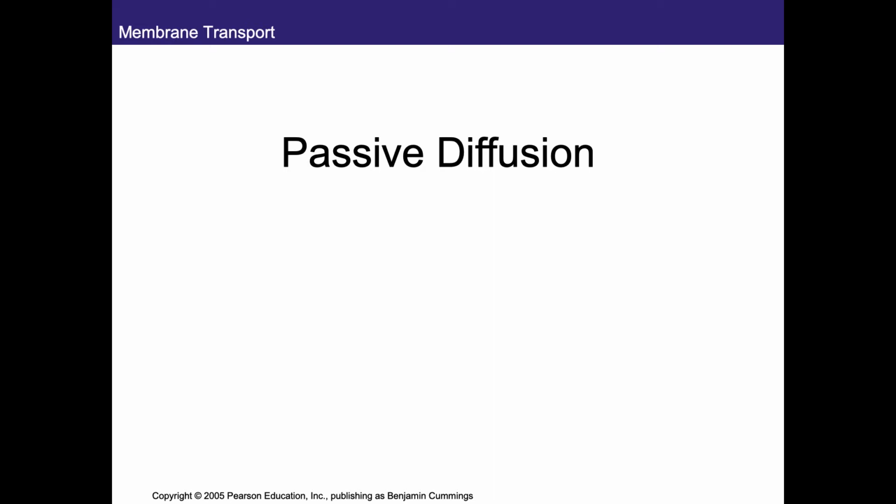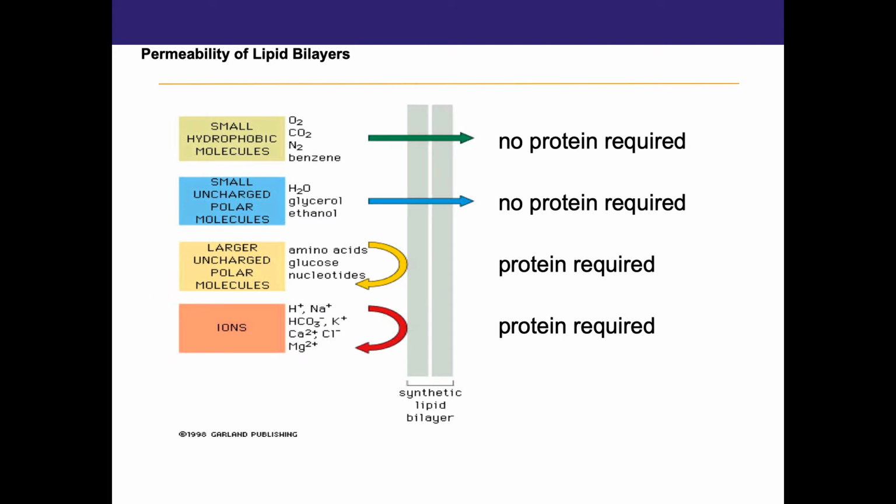Let's go back to our slide though. All right, so taking a look at this, you'll notice that when we're talking about passive or simple diffusion, usually what we're talking about are small hydrophobic molecules like gases: oxygen, carbon dioxide, nitrogen, benzene. That's not a gas, but basically these small hydrophobic molecules can easily cross the plasma membrane without any protein. No protein is required. Also, small uncharged polar molecules like water, glycerol, and ethanol easily move across the membrane.